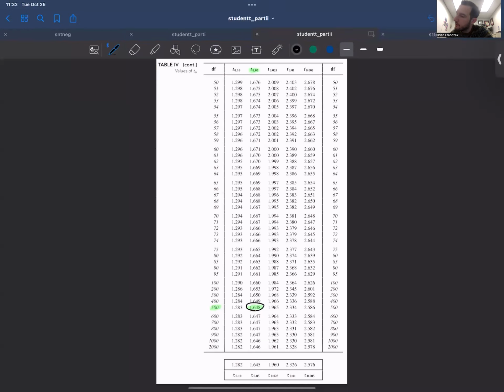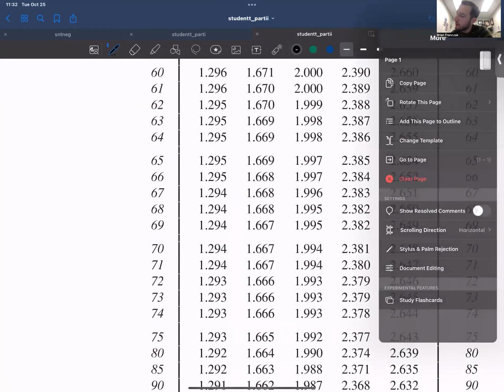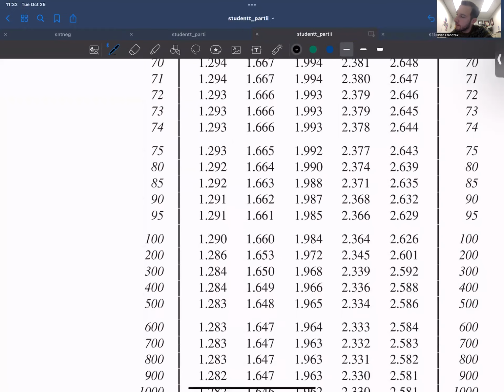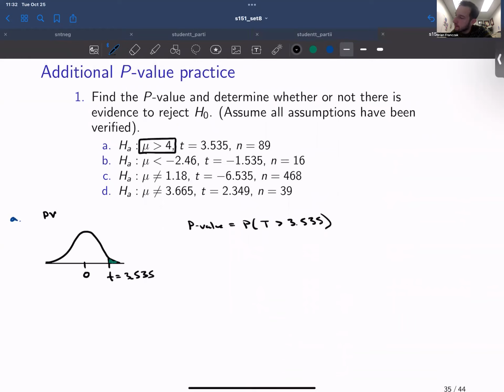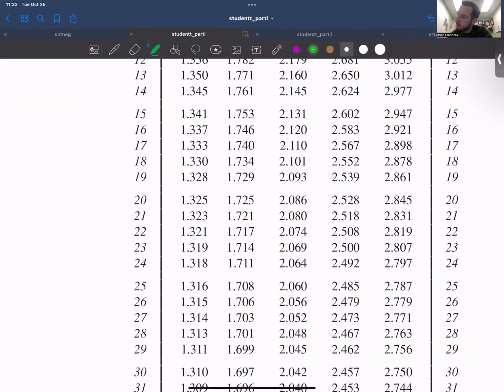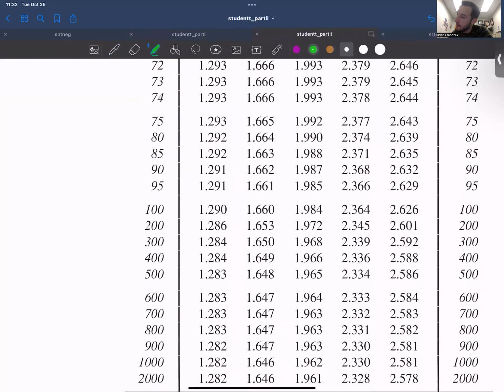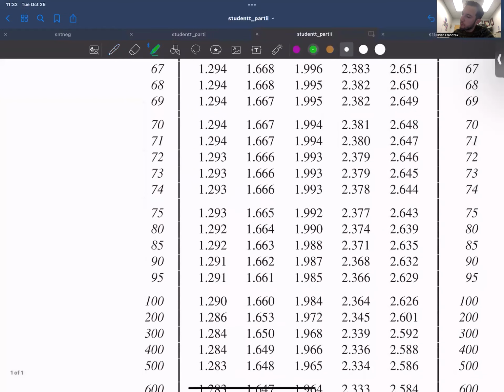So we go to our t-table. We are looking for 89, or sorry, we have n equal to 89, right? So the degrees of freedom is n minus 1, which is 88. Okay, so we go back to our t-table. We have 88 degrees of freedom, so we're between 85 and 90. We always round down with degrees of freedom, so we're going to take 85. And our test statistic is 3.535.